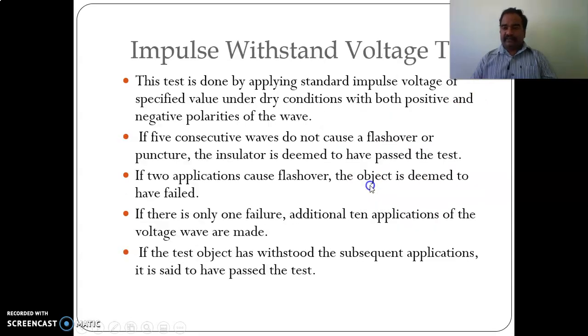And the same will be repeated for the withstand voltage test, where you will be applying a standard impulse voltage under dry conditions with both positive and negative polarities of the wave. So, impulse voltage, as we have discussed earlier, will be of 2 types, positive and negative. You are supposed to apply both. So, if you want to see that your insulator is capable of withstanding your impulse voltage or not, you are supposed to apply the specified voltage 5 times.